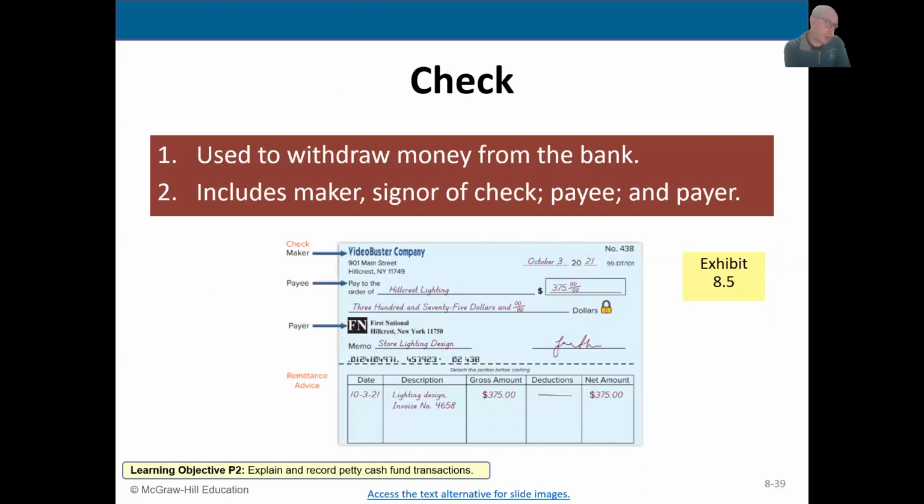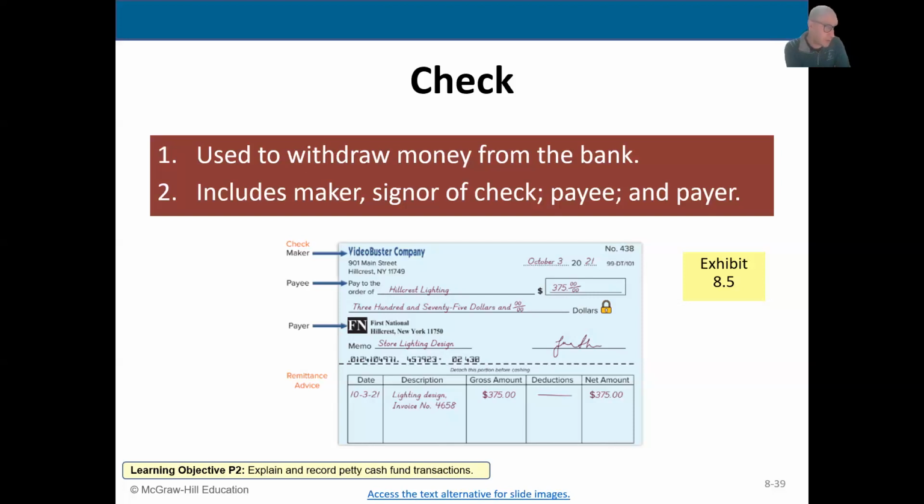Of course, for checks, a check is a check. Hopefully you've seen checks. I know that they're becoming a little bit more rare these days because a lot of things are done electronically. But this is an example of a check. Hopefully you've seen this before. Who's making the check? Who's being paid to? The amount. The signature of who's paying it.